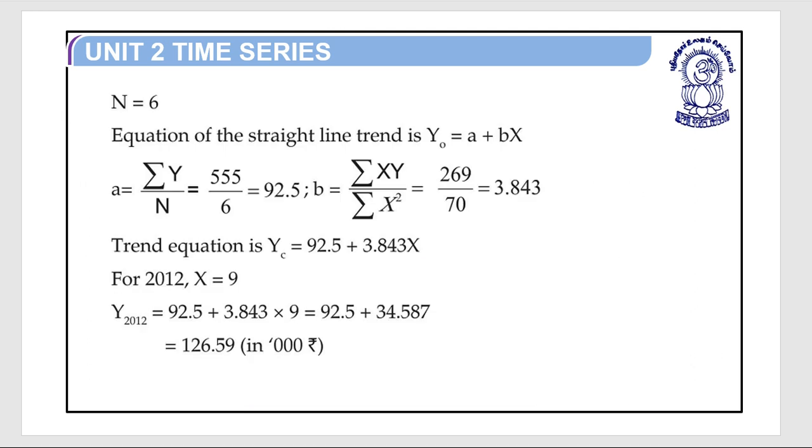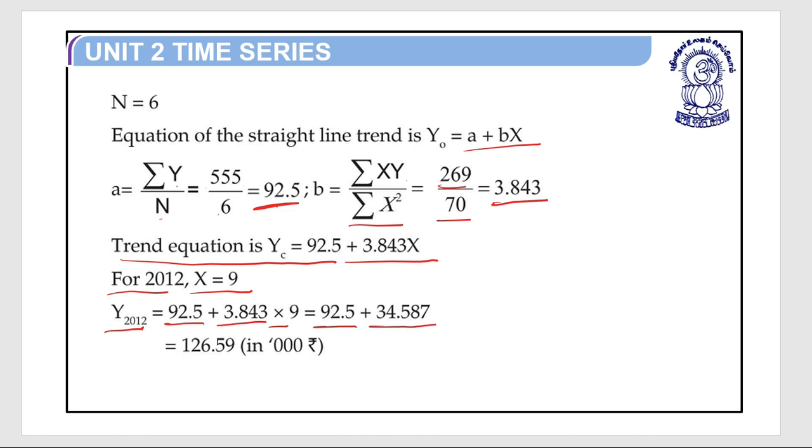Equation of this straight line trend is yc is equal to a plus bx. A is equal to sigma y upon n, is equal to 555 upon 6, 92.5. B is equal to sigma xy upon sigma x square, is equal to 269 by 70, is equal to 3.843. Trend equation is yc is equal to 92.5 plus 3.843x. For 2012, x is equal to 9. Y 2012 is equal to 92.5 plus 3.843 into 9, 92.5 plus 34.587. So total is 126.59.